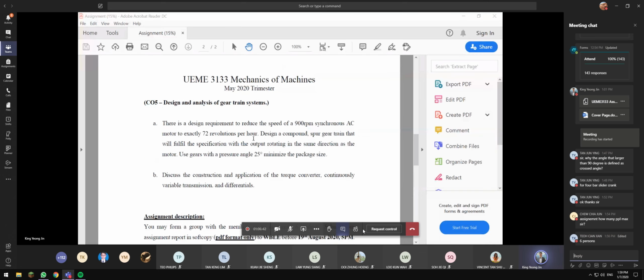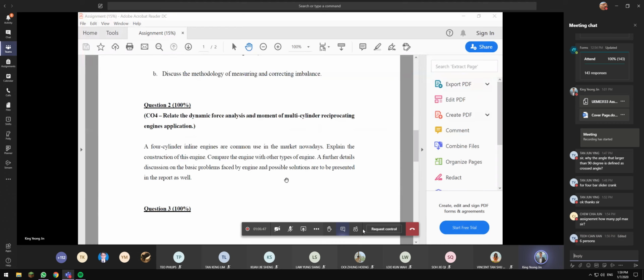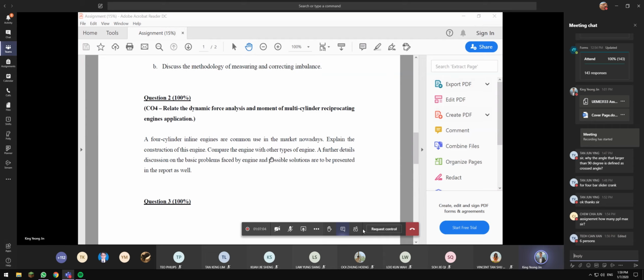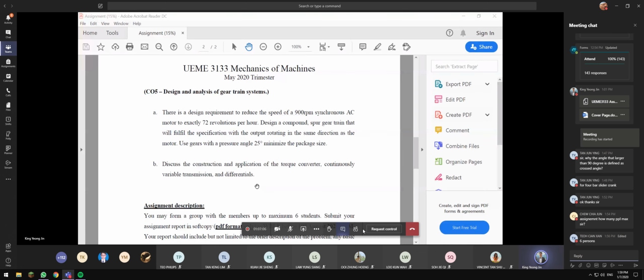Then question 3 is on the gear. But for question 2, there is another part you have to discuss, which is the problems that you face, for example shaking force, shaking torque, shaking moment. And then what are the possible solutions, for example Lanchester balancing and so on. You can discuss these in the question. So question 3 is on the gear. We have to design a compound gear with the exact reduction of the speed from 900 RPM to 72 revolutions per hour.